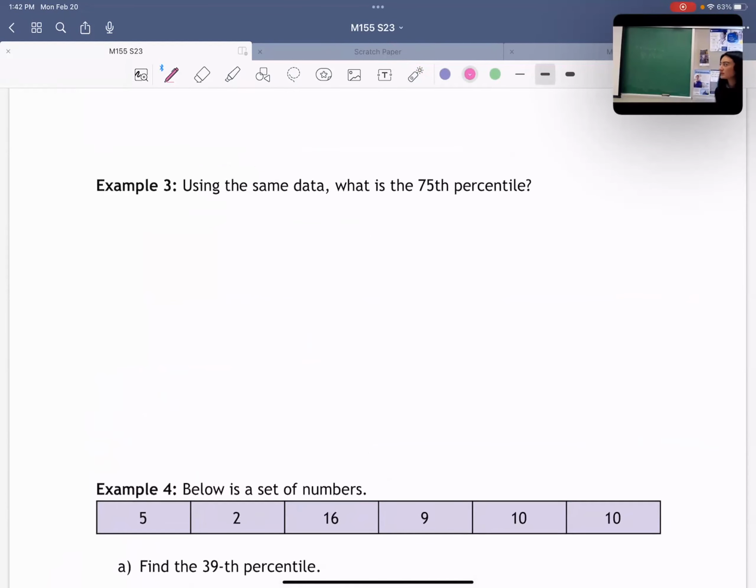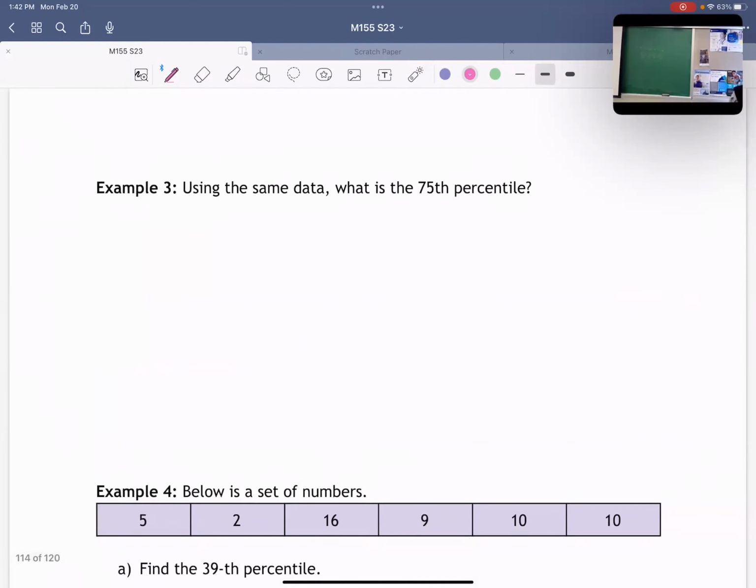This one's slightly different, okay? This time I want to find the 75th percentile. We're using the same data. I already wrote the data in order, so we don't have to worry about that. I'm going to first take my percentile, 75, and convert it into a decimal, right? So 0.75. That's the first step.